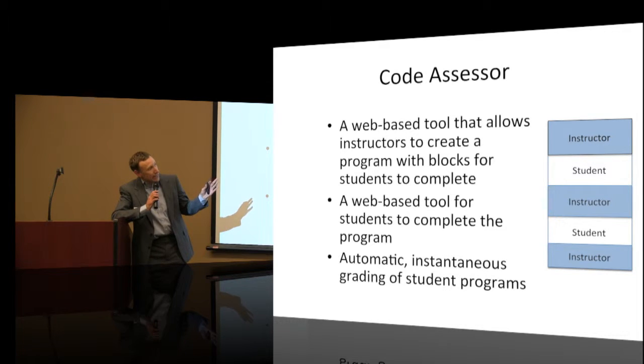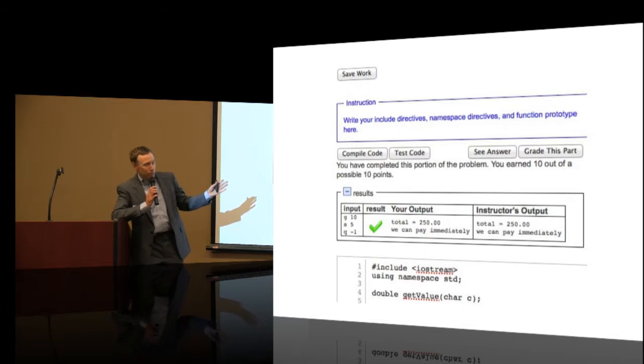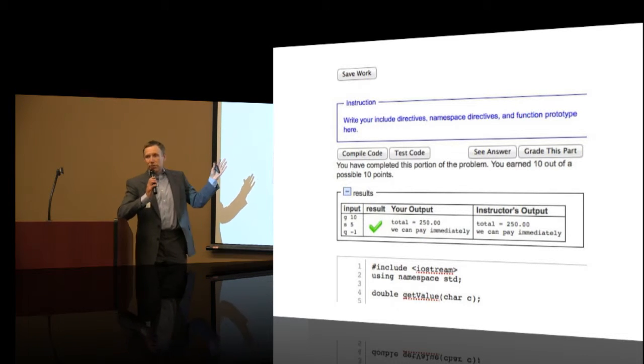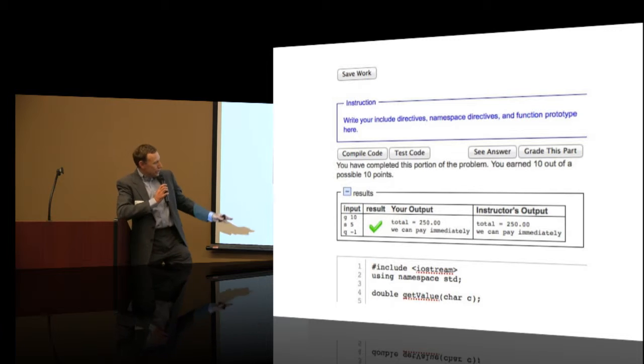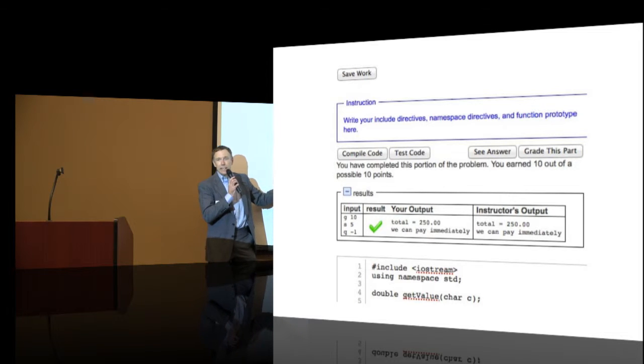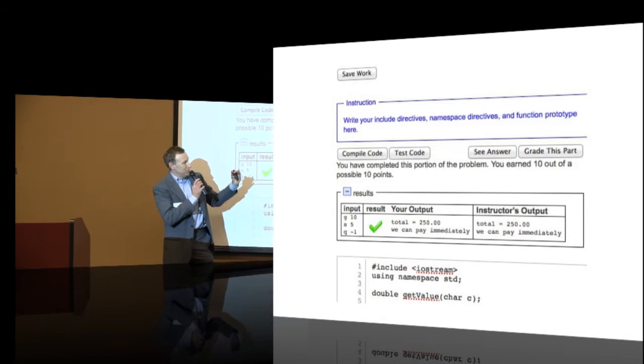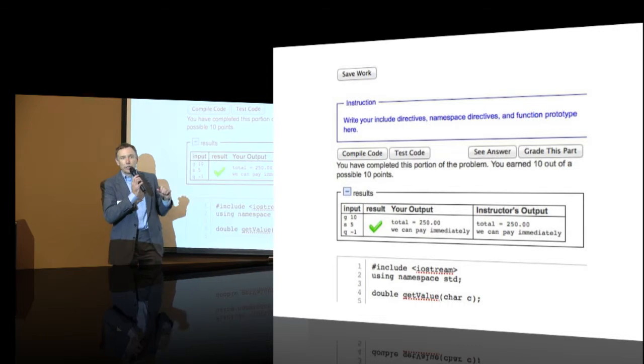Once the instructor has completed the template, they publish the problem, and the students can complete it using a web-based form that looks like this, has some instructions, has places to put the code. Here they've asked to grade this part. They got it correct. If they hadn't gotten it correct, it'd be a big red X, and they'd be able to compare their output with the instructor's output, hopefully be able to figure out what the changes they need to make. They could regrade it.